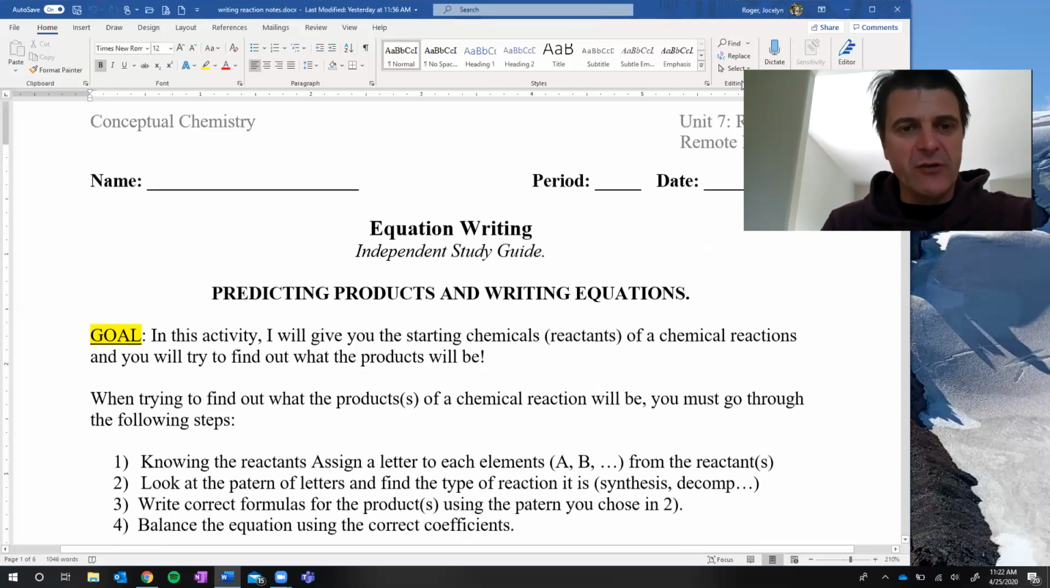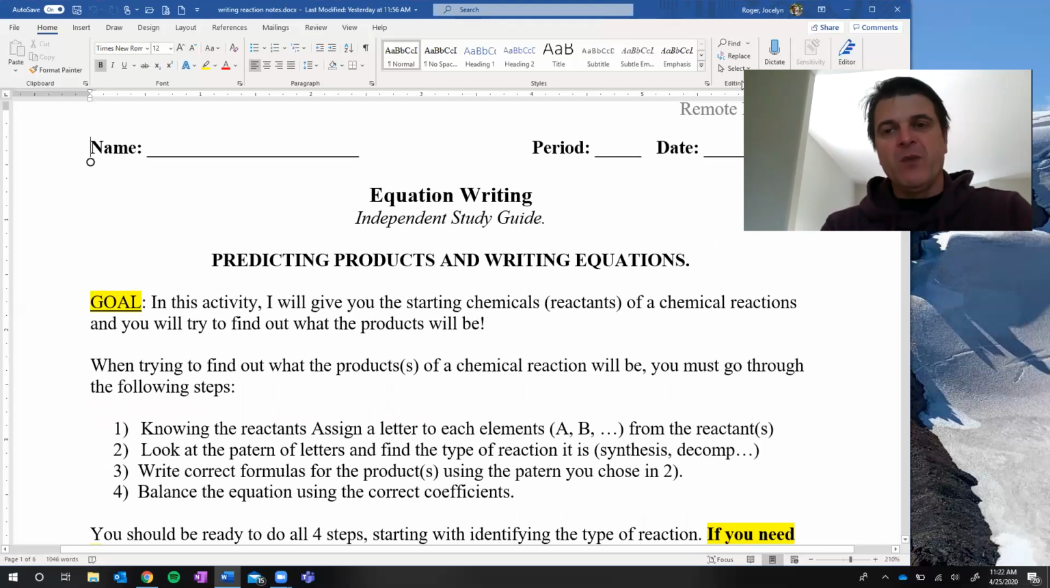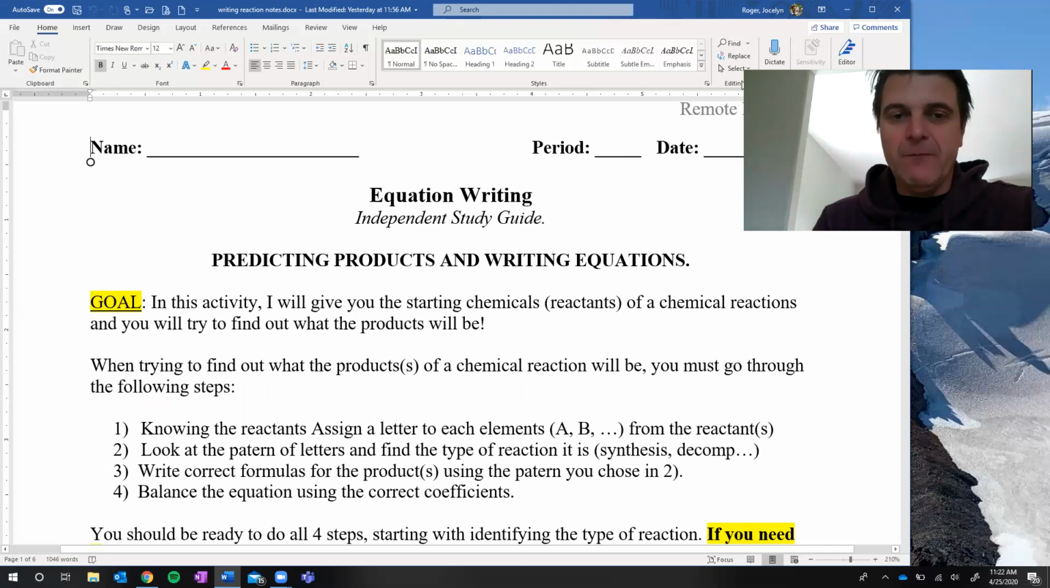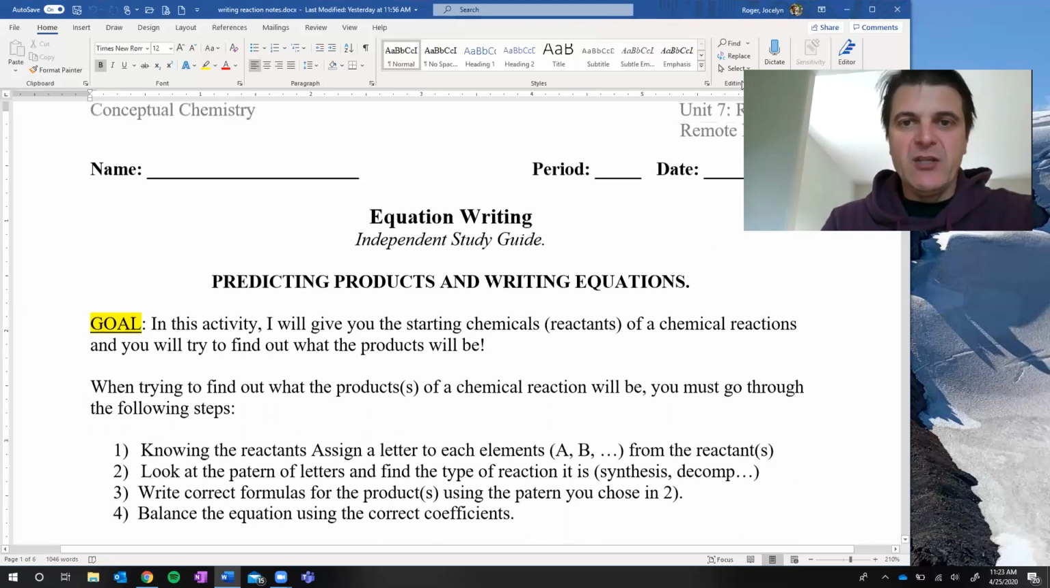So on your notes here, you have this equation writing page. Please pause the video if this is not open in your OneNote, or if you didn't print it on paper. Just pause the video and get this page, and then we're going to go over it together.